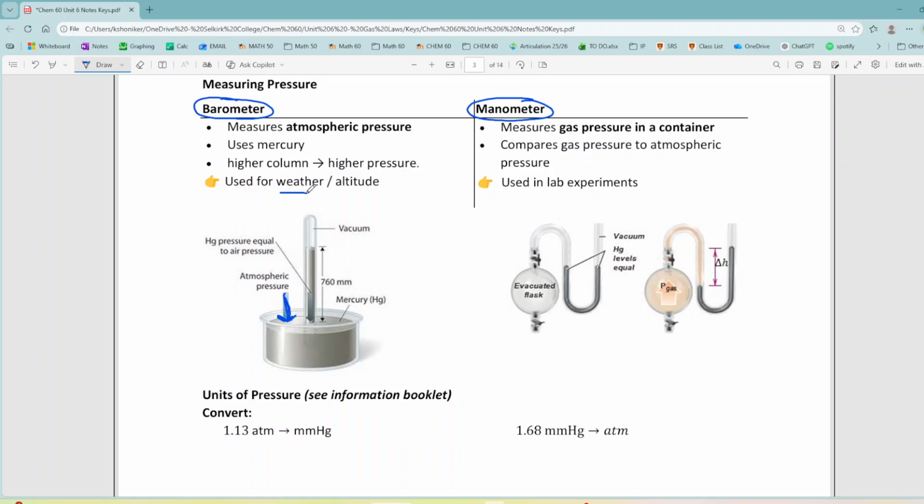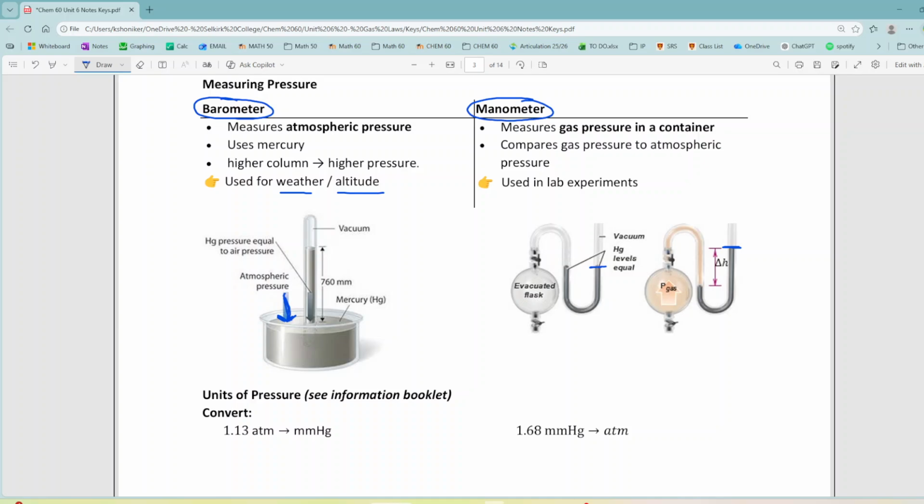You can use this for weather or altitude for trying to figure out the atmospheric pressure, versus a manometer, which is used to measure gas pressure in a container. So you can compare gas pressure to atmospheric pressure. You could have atmospheric pressure, and then you add a different gas inside, and the level of the mercury in the tube will change depending upon what the pressure of that gas is.